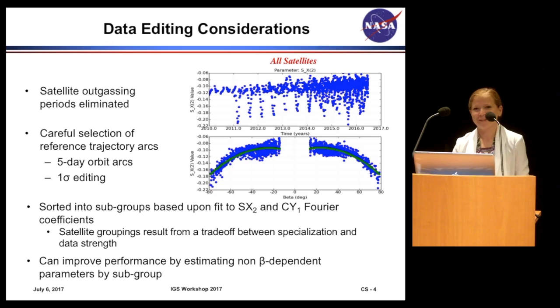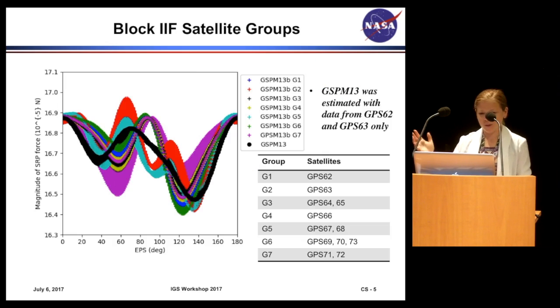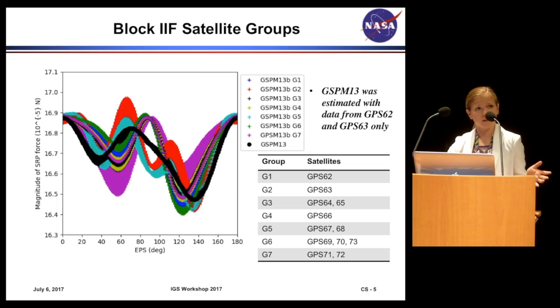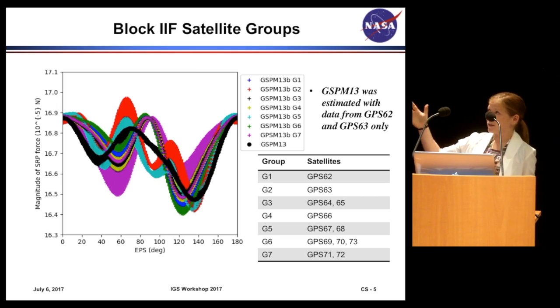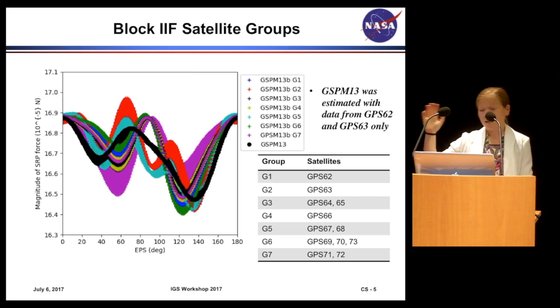After maybe 21 iterations, we ended up with 7 satellite groups for the Block 2F satellites, between 1 and 3 satellites per group. From the figure, I know it's pretty busy, but the main things I want you to get from it are the overall variation of the magnitude of that SRP force against the EPS angle, as well as that there are 2 main shapes in the new model, which I'm calling GSPM 13B, that are almost out of phase.